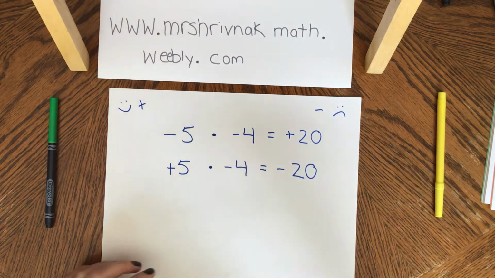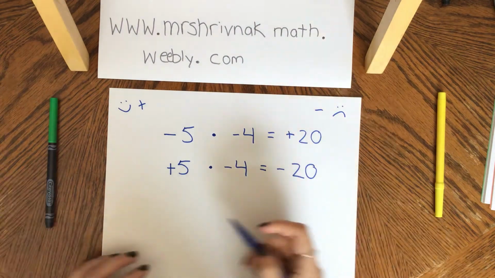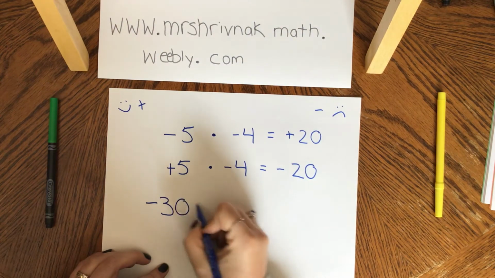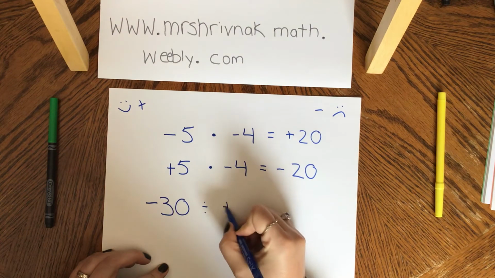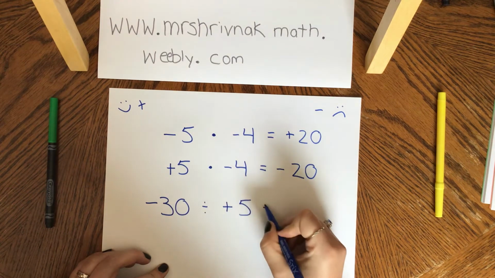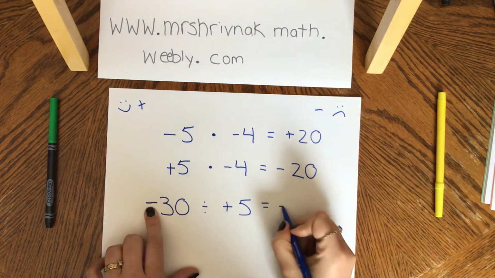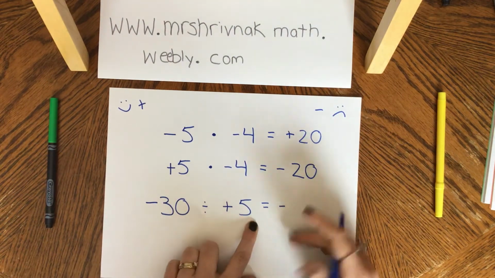Okay, the same thing is true if I'm doing a division problem. So let's say that I have -30 divided by +5. My socks don't match. I'm sad. I have a negative sign. 30 divided by 5 is 6.